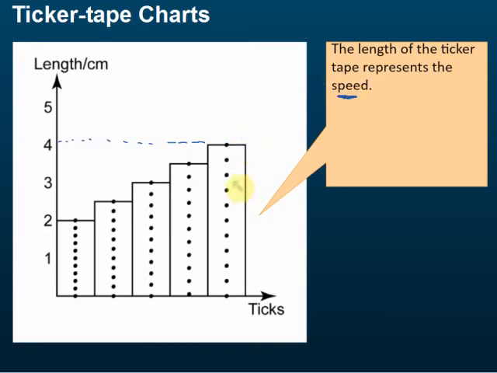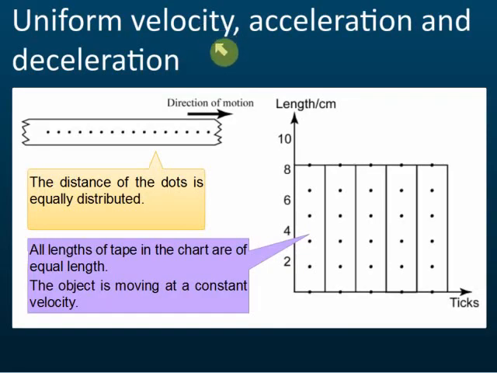Okay, a lot of students misunderstand it. They think, oh, the length represents the distance. No, the length represents the speed, not the distance. So let's see a few examples. Okay, take a tape for uniform velocity, accelerations and decelerations.